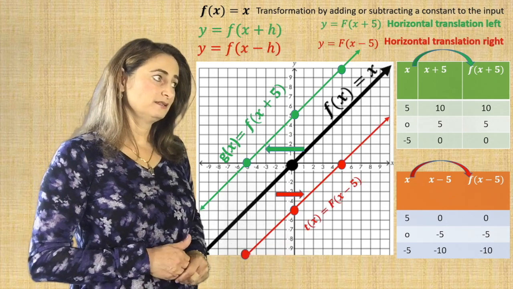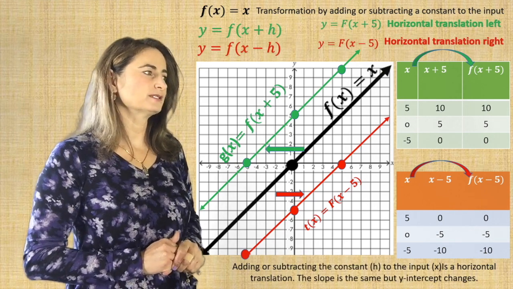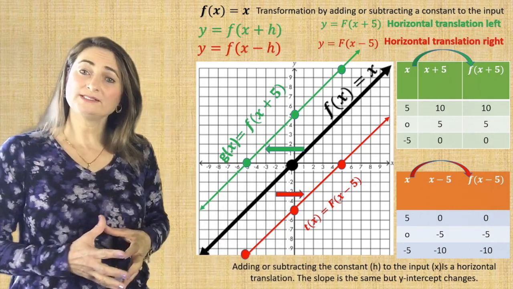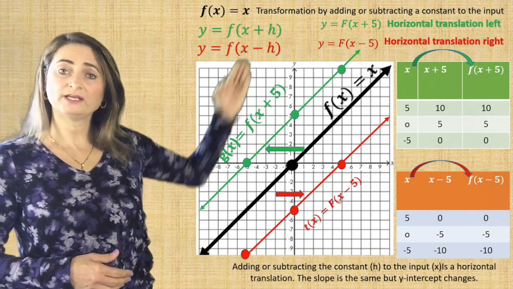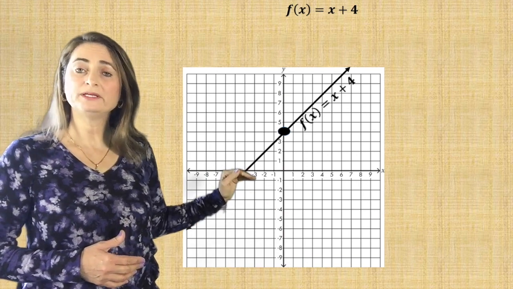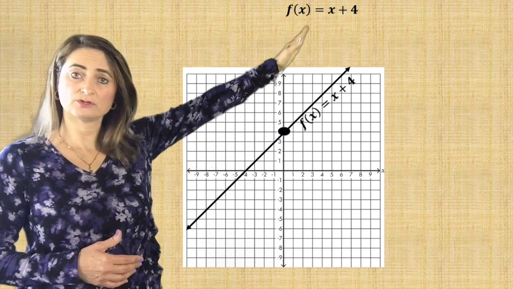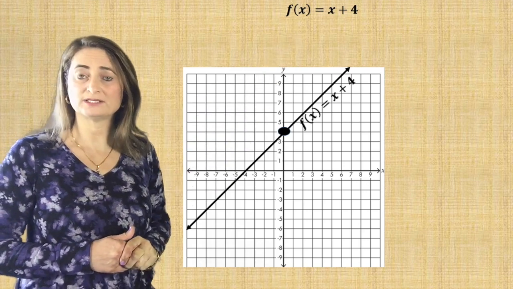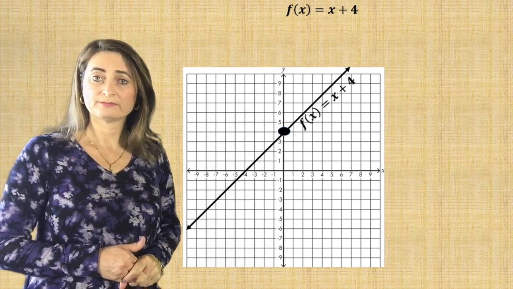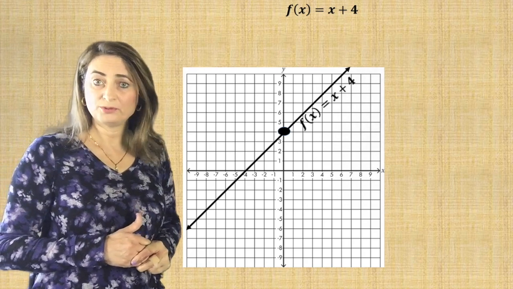Adding or subtracting the constant h this time to the input x is a horizontal translation. The slope is the same, but the y-intercept changes. Now let's take the equation f of x equal x plus 4. Here's the graph for it. It's already been translated up 4 units from the parent function. So there's already been a transformation by sliding, and you end up with the f of x equal x plus 4, right? Now let's change the sign of the output.